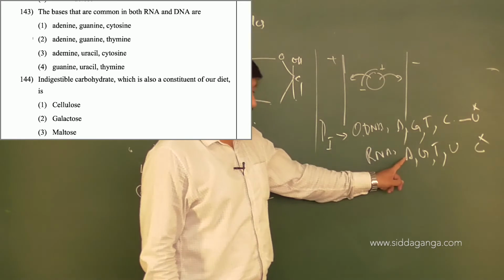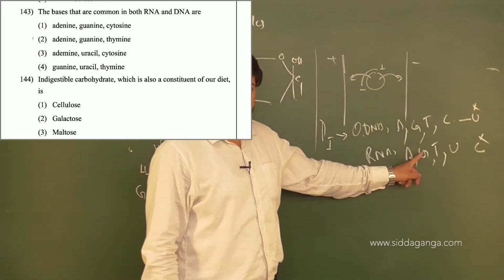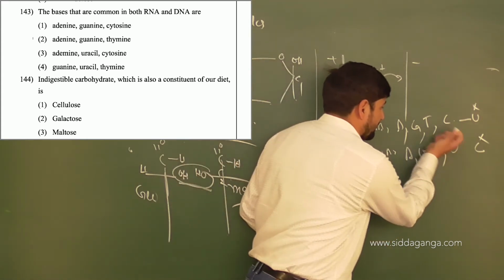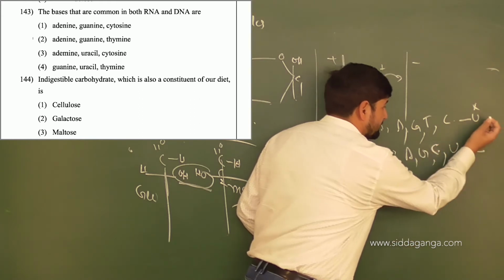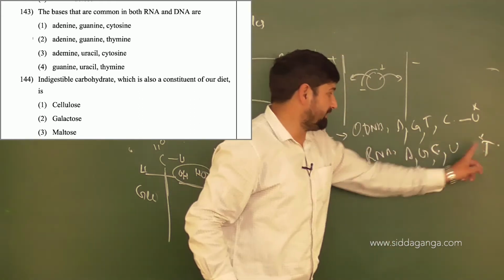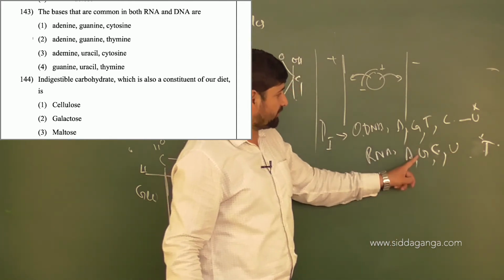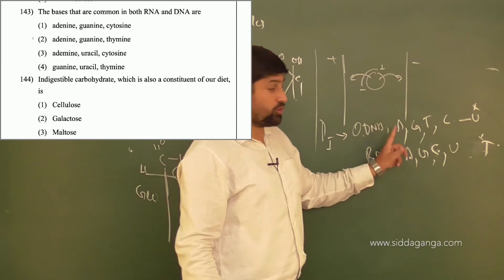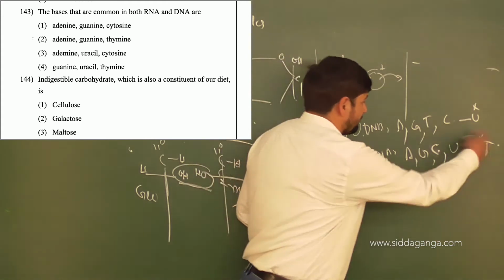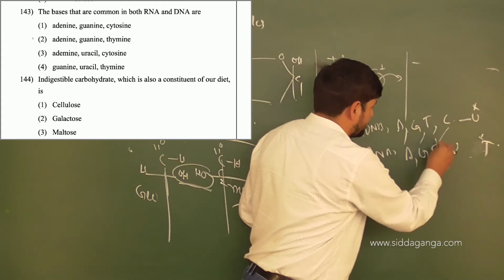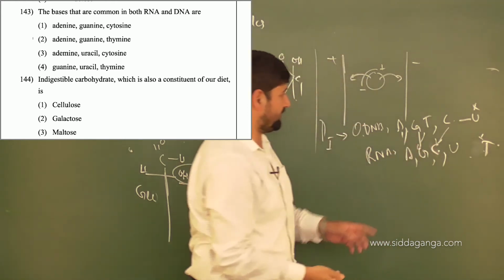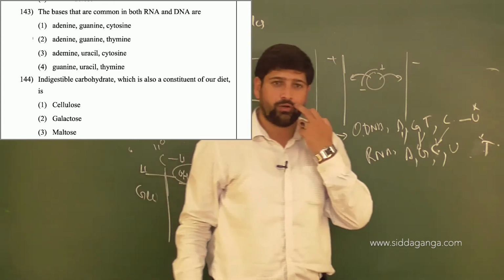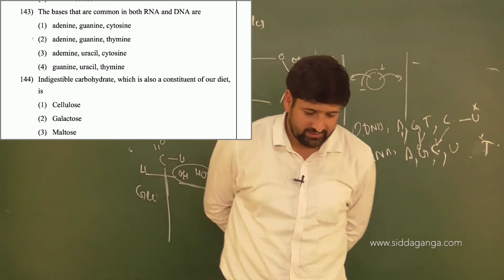Adenine, adenine, yes or no? Guanine, guanine, yes or no? Cytosine, cytosine, yes or no? Instead of thymine in RNA, there is uracil. So adenine is there, guanine is there, as well as cytosine. RNA has uracil, not thymine. So in DNA you have thymine, but in RNA you have uracil. So the correct option will be adenine, guanine, cytosine, option 1. Next question, 145.